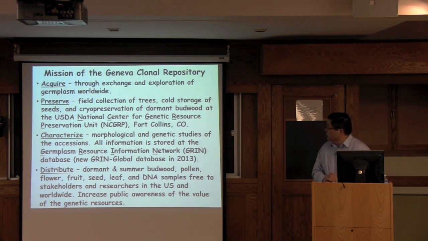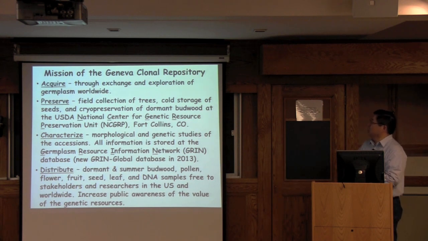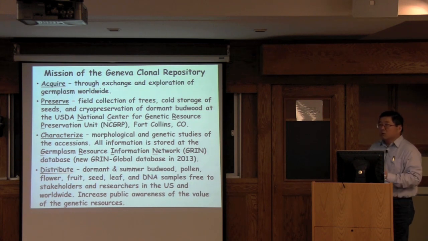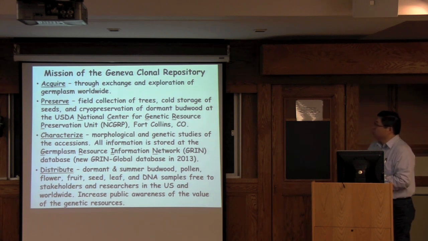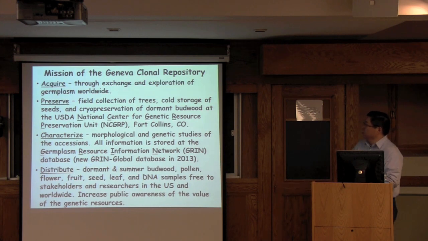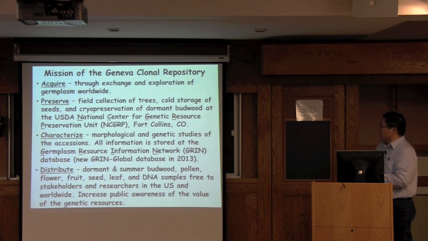For our acquisition, we try to get materials through exchanges and also exploration, on a worldwide basis. For our preservation purpose, we have a field collection of trees, and also a cold storage of seeds, most of them wild germplasm seeds. Also, we use preservation of dormant budwood at the USDA National Center for Genetic Resources Preservation, Fort Collins, Colorado. From here on, we'll call it Fort Collins.